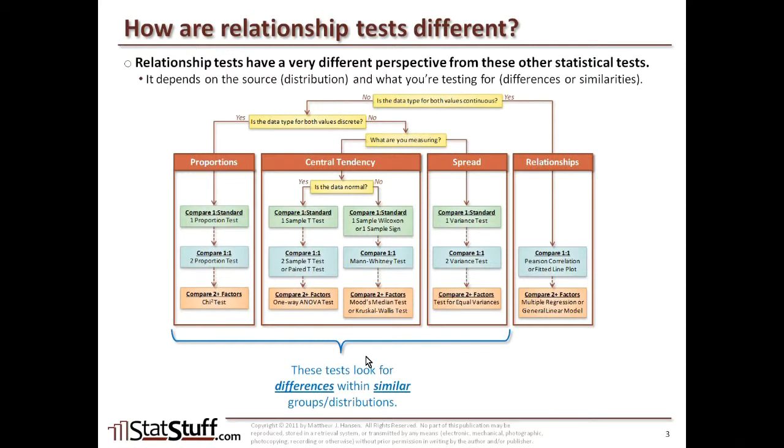Well, relationship tests are a little bit different than that. What they do is kind of the opposite. They're taking different groups, different distributions, and they're looking for similarities between them. They're doing a comparison between those different groups to see if there is any similarity between these things that seem to be very separate or different from each other. So it's important just to understand the difference in how these types of tests are looking at things. Again, the ones we looked at before are looking for differences among similar groups, and the relationship tests we'll be looking at next are ones that look for similarities across different groups or distributions.